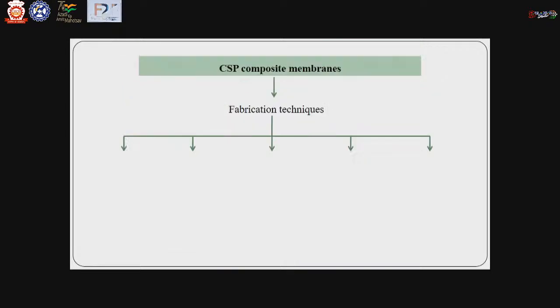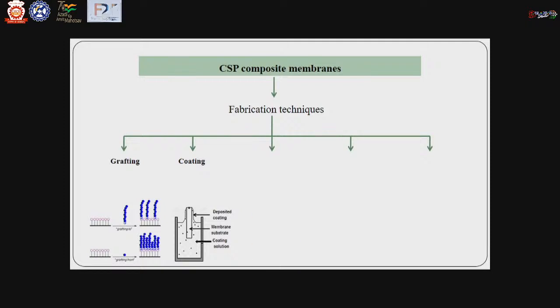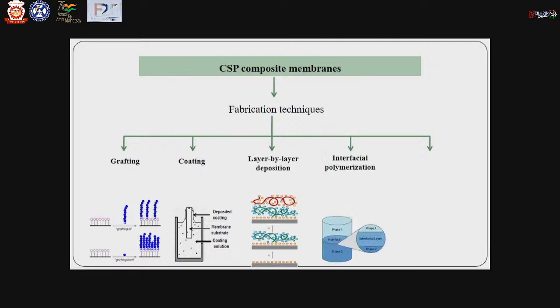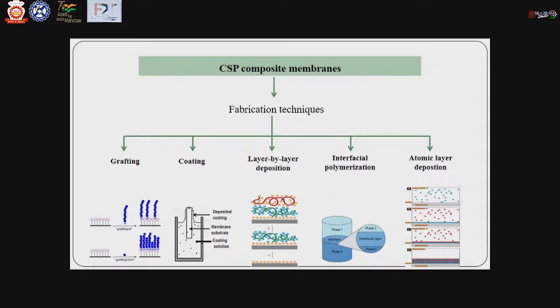CSP composite membranes can be fabricated by various techniques like grafting, coating, layer by layer deposition, interfacial polymerization and atomic layer deposition. These are the various techniques involved in preparation of CSP composite membranes, but some techniques like atomic layer deposition are very costly, and grafting sometimes requires very complicated atmosphere like inert atmosphere, glove box, etc.